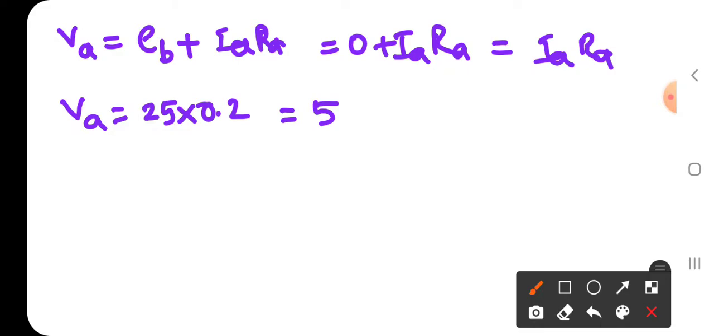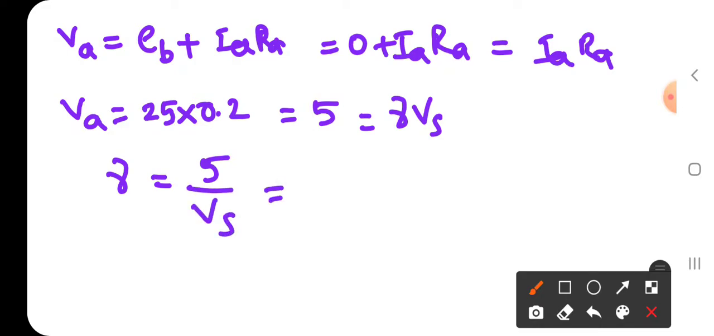Okay. And we know that VA is equal to gamma into Vs. Unless he states that the chopper is a step up chopper, we consider the VA equation as gamma into Vs only. Therefore, gamma is equal to 5 by Vs.